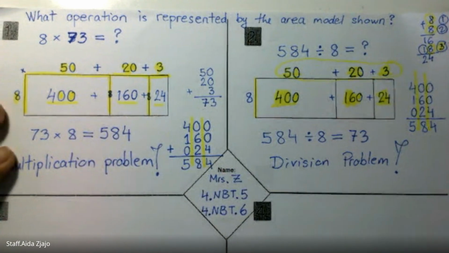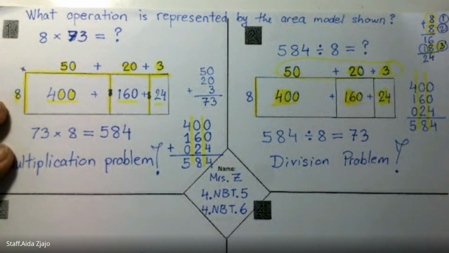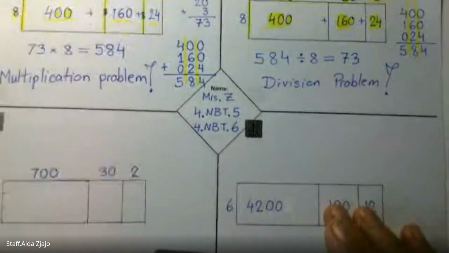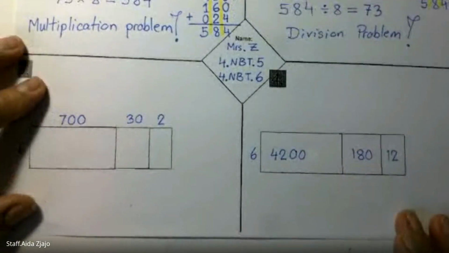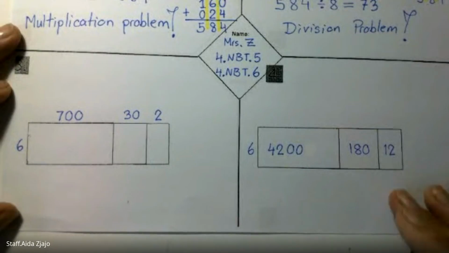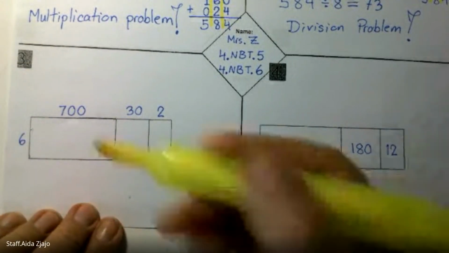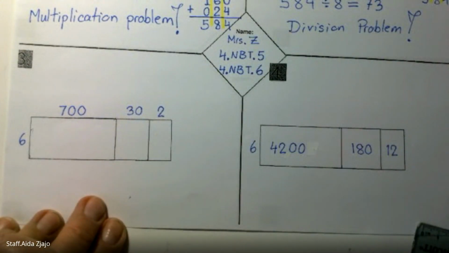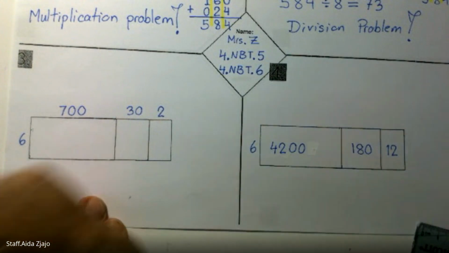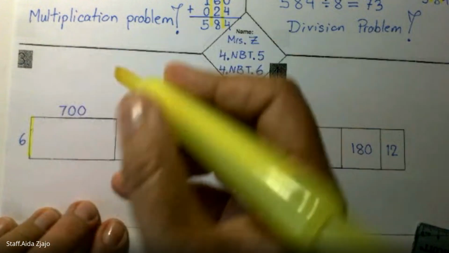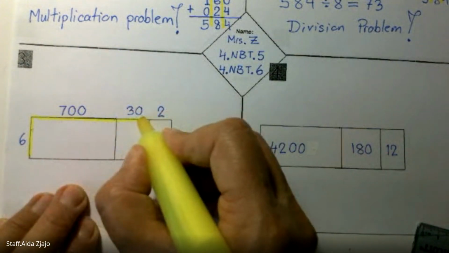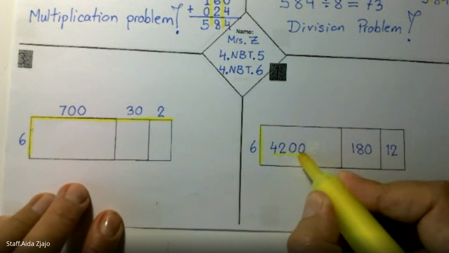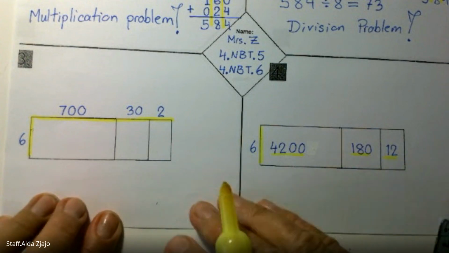But I want to cement your knowledge, so I'm going to move to the next problem that I had already prepared for you. So here is another one. When we see this, what operation is represented by the area model shown? We know if we see numbers outside, it represents what? Multiplication. If we see numbers inside, then it represents division.